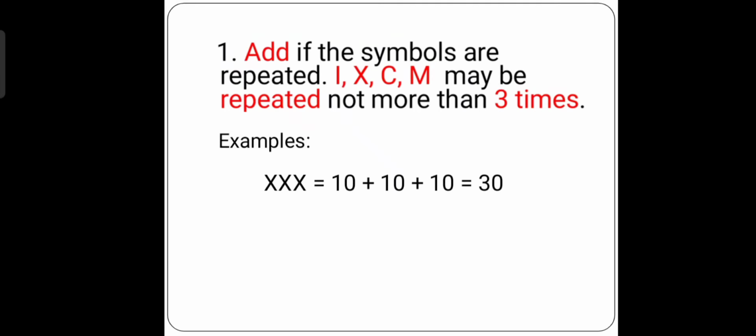For example, we have here triple X, or three X's. What is the value of X? It is 10. So 10 plus 10 plus 10 equals 30. So the value of this triple X is 30. Another example, we have here M and M, two M's. What is the value of M? 1000. So 1000 plus 1000 equals 2000. So the value of 2 M's is equal to 2000.